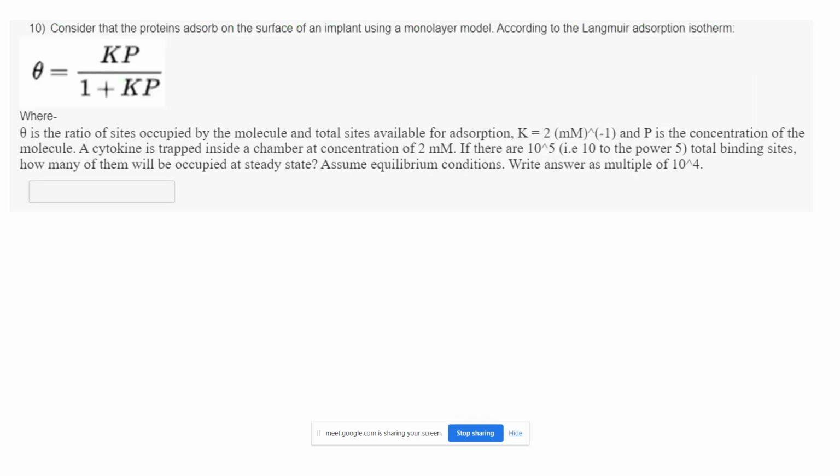The next question is a numerical question. Consider that proteins adsorb on the surface of an implant using a monolayer model according to the Langmuir adsorption isotherm. Theta equals Kp upon 1 plus Kp, where theta is the ratio of sites occupied by the molecule to total sites available for adsorption. K equals 2 millimolar inverse, and p is the concentration of the molecule. A cytokine is trapped inside a chamber at a concentration of 2 millimolar. If there are 10 to the power 5 total binding sites, how many of them will be occupied at steady state? Assume equilibrium conditions. Write the answer as a multiple of 10 to the power 4. I'll give you some time to solve the question and you can let me know your answers.